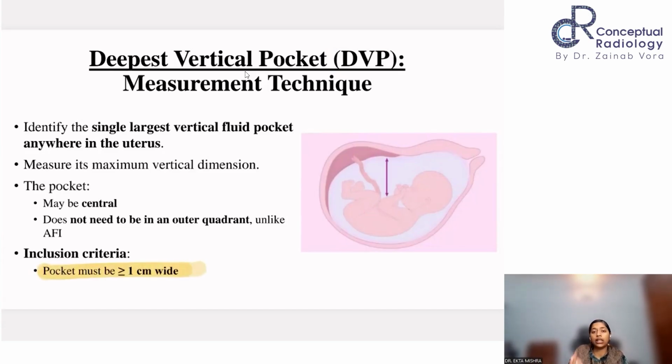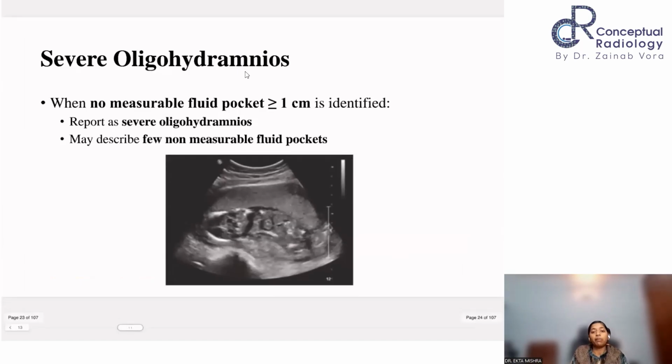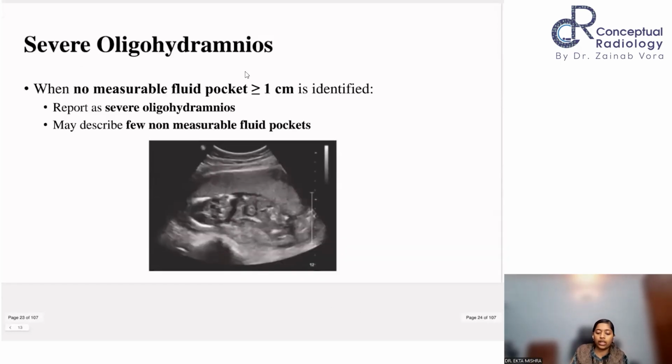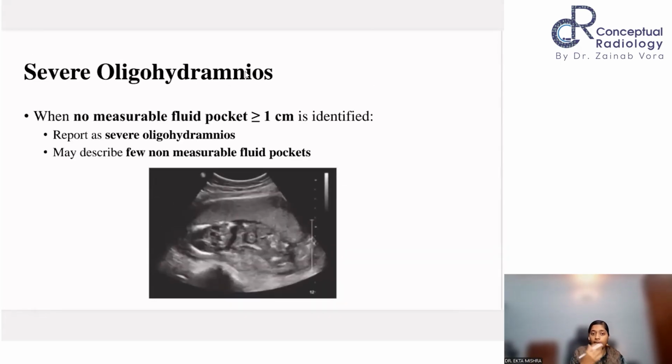Pocket should be at least 1 centimeter wide to be included in the measurement. Now, what happens in severe oligohydramnios? There is not even a single pocket which is 1 centimeter wide to take the measurement. So, what to do in such cases? You will report it as severe oligohydramnios and few non-measurable fluid pockets were seen. There's no need to give a specific number in such cases because there is no measurable pocket. Less than 1 centimeter, don't measure it, otherwise you're going to overestimate the AFI.